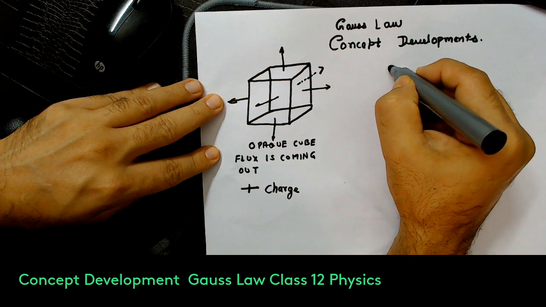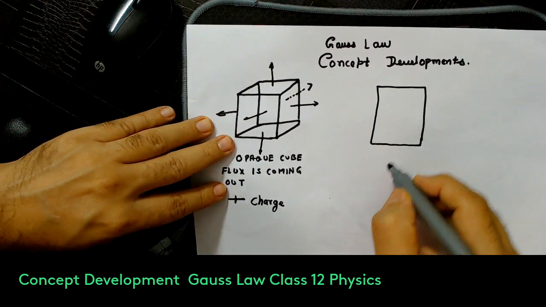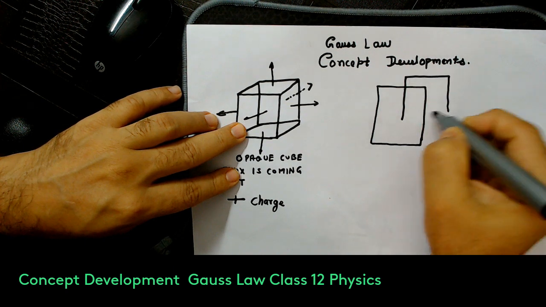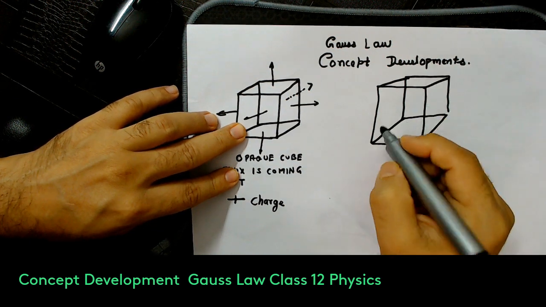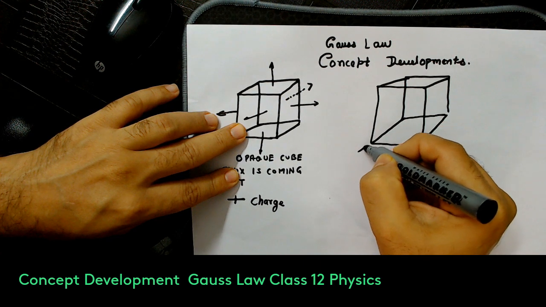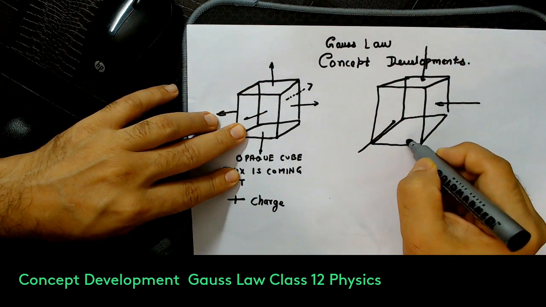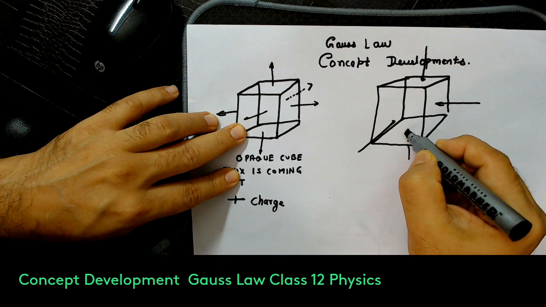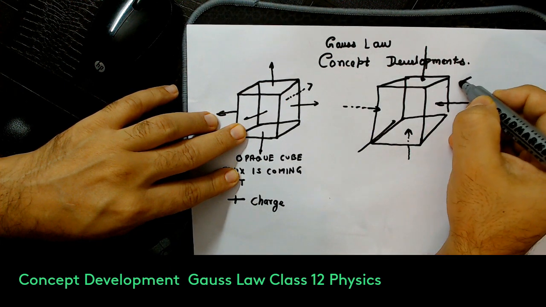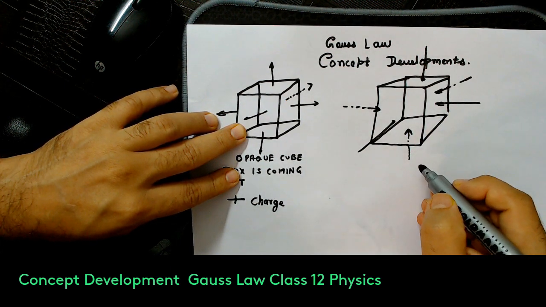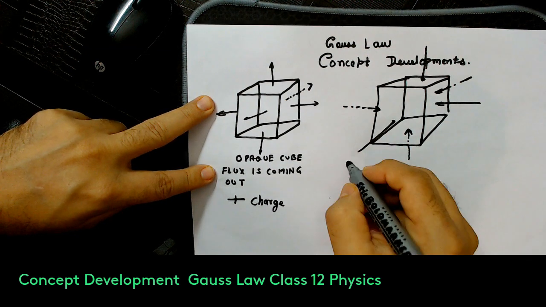Now let's take one more opaque box, which means we cannot see inside this box, that is what opacity means, and we find that flux is actually going inside the box. The flux is going downward, and then you obviously have the backward side and the left side. In all cases, the flux is going inside the opaque cube.